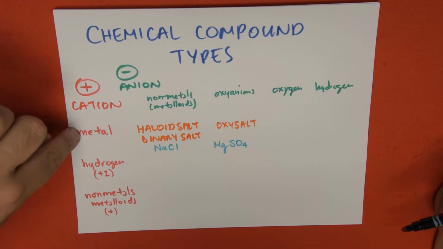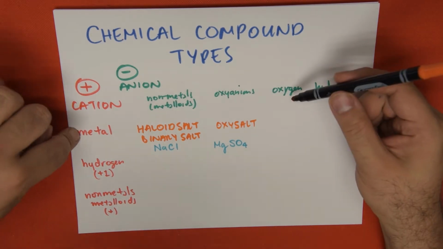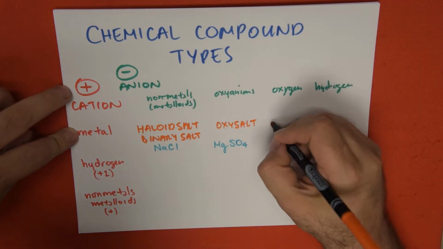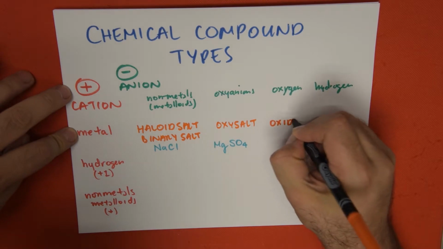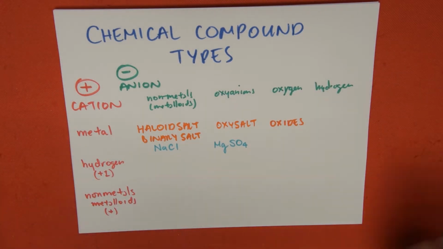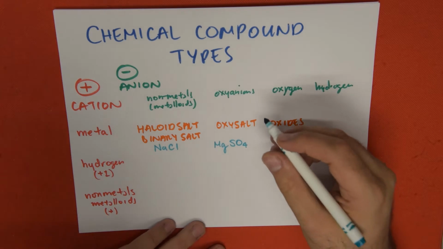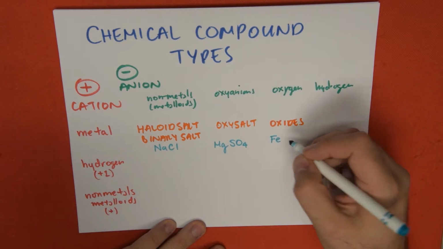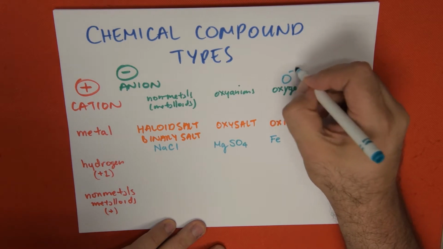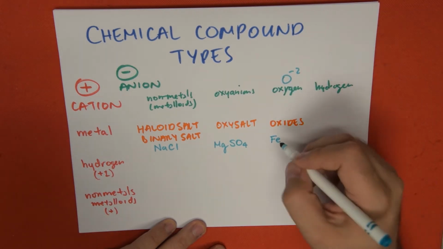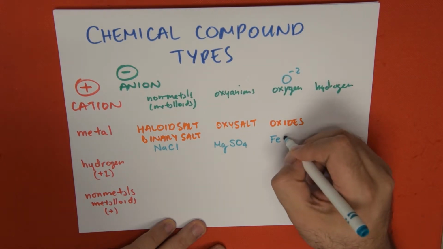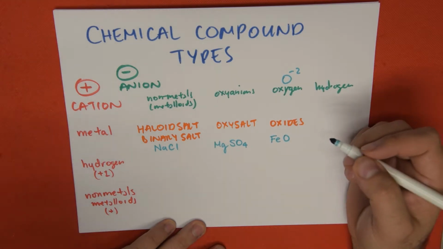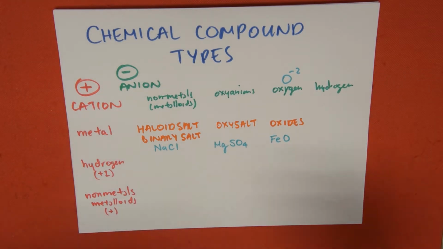Next, when the cation is a metal and the anion is oxygen, we're going to get something called oxides or metallic oxides. These are very simple, and I'm going to do the most traditional one, iron. So for example, iron is +2, oxygen is always -2, and we're going to get iron 2 oxide, which I will explain further on in another video, how to name them properly.